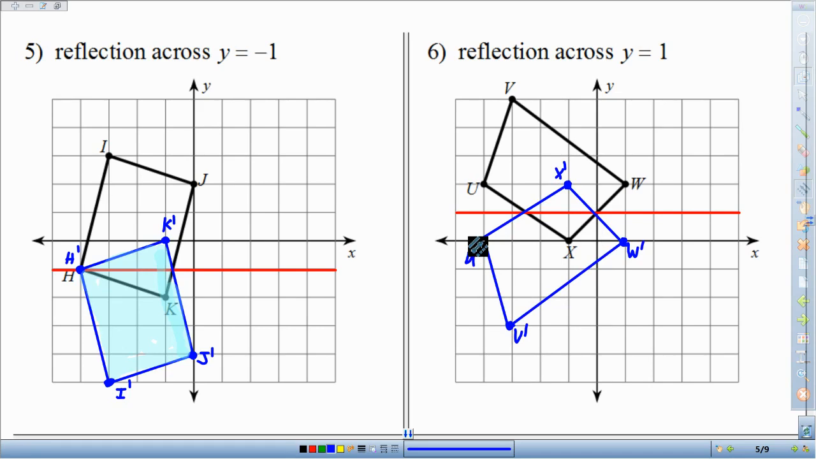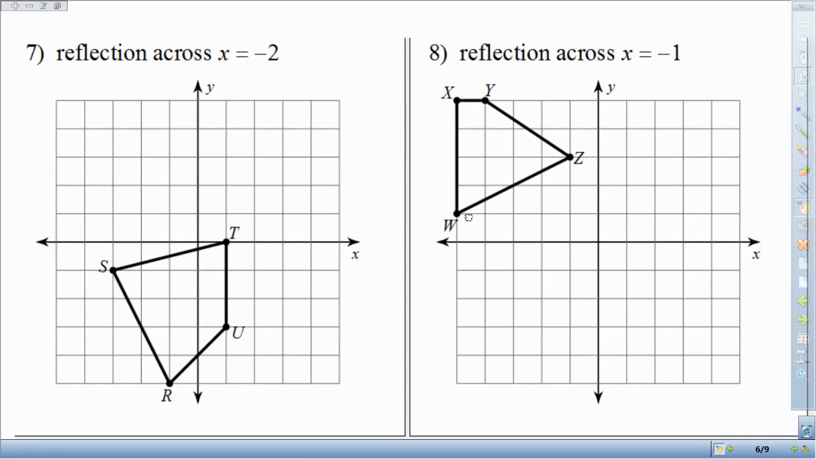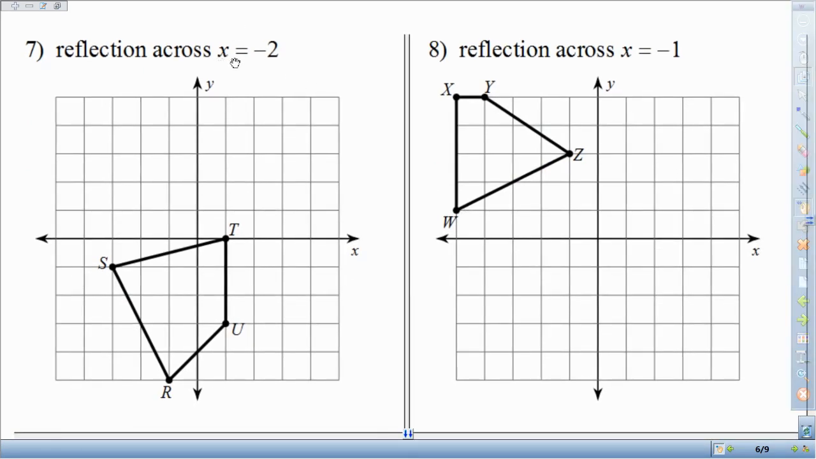All right, so there it is. That does look like the nice symmetrical shape, same shape, just mirrored. Okay. All right, so let's go ahead and try some problems asking us to reflect over some different lines. All right. So taking a look at 7 and 8 here, they're asking us to reflect across the line of x equals a number. Okay, x equals -2 on this one, x equals -1 on the other.